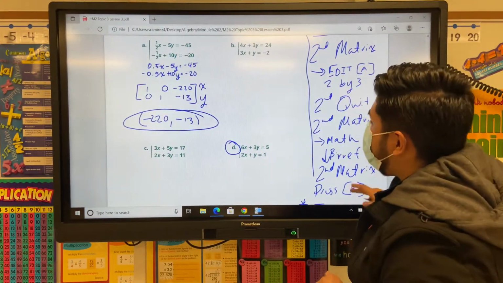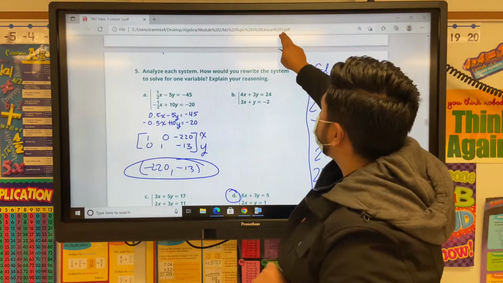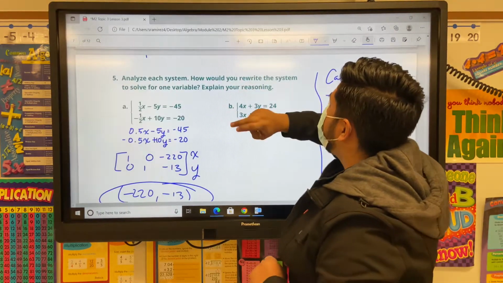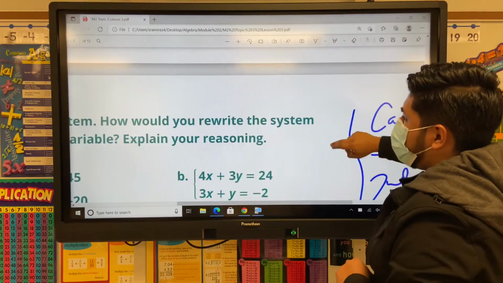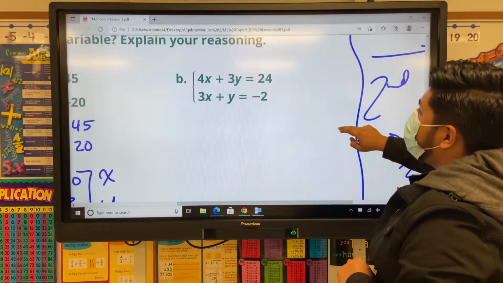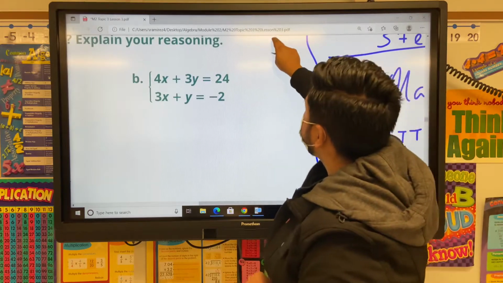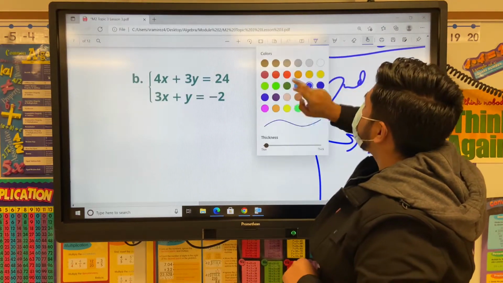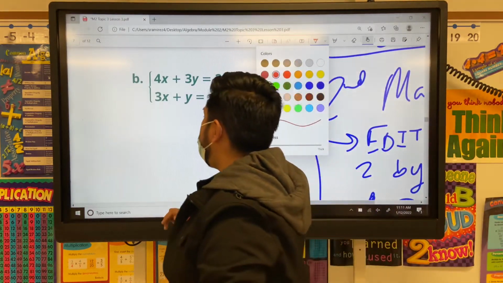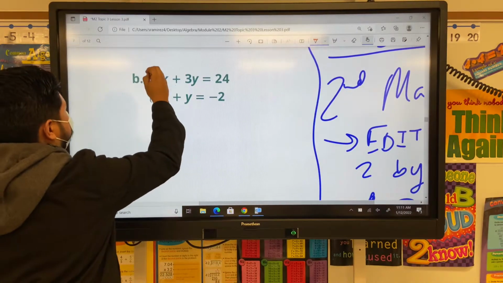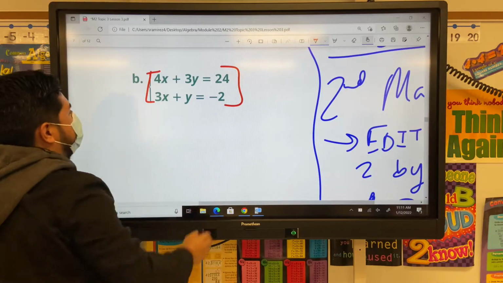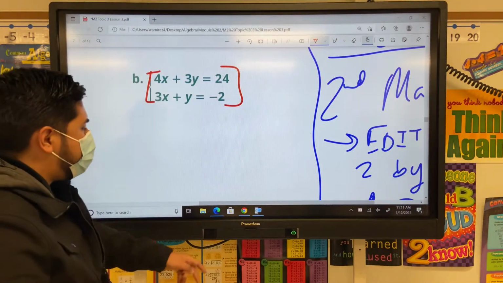Doing the same exact thing for letter B. Zooming in real quick. Oh, I pressed it really fast. Gonna change colors because everything's blue and I want to make it nice and neat. Okay, everything looks great. It's ready to go. I don't have to fix anything, just go back and do the exact same thing.